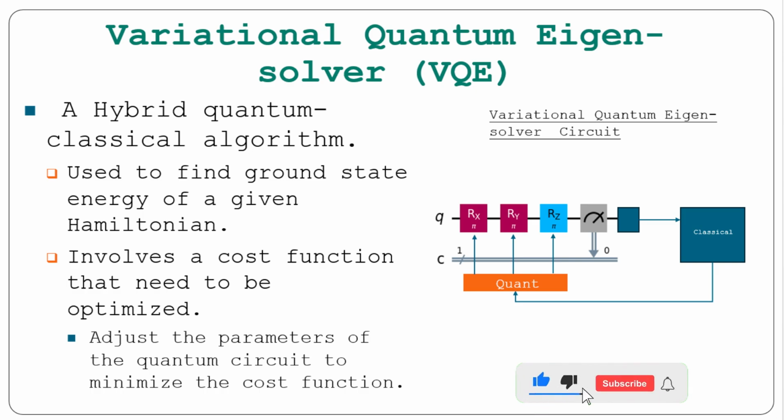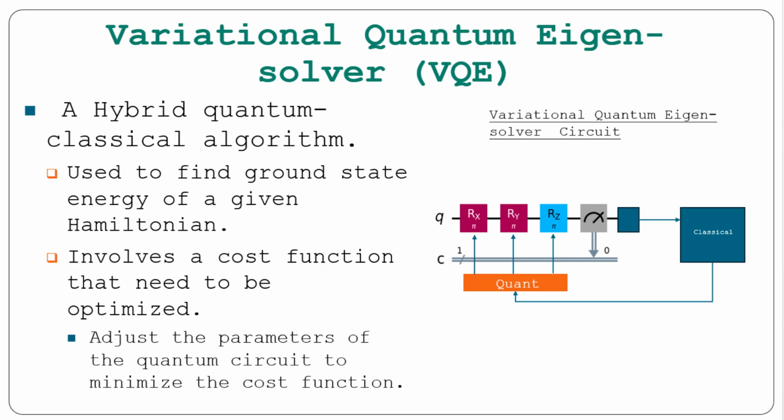So the circuit shown in the slide is a part of a hybrid quantum classical algorithm called the variational quantum eigensolver, VQE, used to find the ground state energy of a Hamiltonian. In this circuit, a quantum state is prepared using a series of rotations, Rx of pi, Ry of pi, and Rz of pi, which rotate the qubit around the x, y, and z axis, respectively. The quantum state is then measured, and the result is recorded into classical registers.